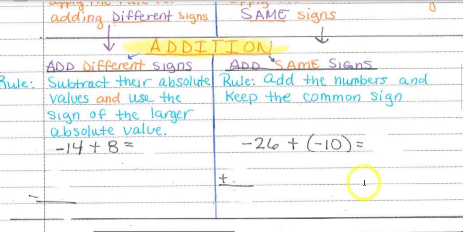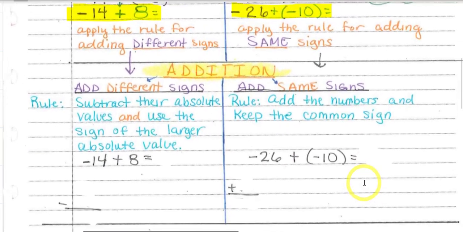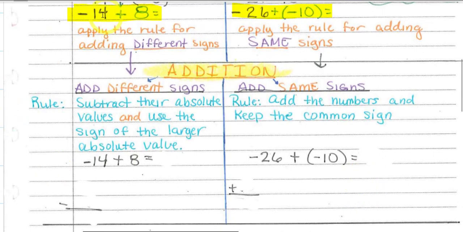Okay. So here we are with our addition rules. Let's go back to the initial problem, the first one we did. We changed it and we got a negative 14 plus 8, a negative 14 and a positive 8. That is an addition where your signs are different. So the rule here we've gone over is that when the signs are different, we're going to subtract them and use the sign of the larger absolute value.